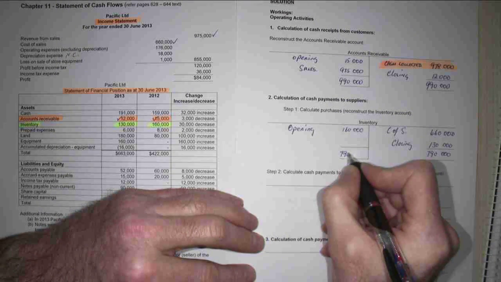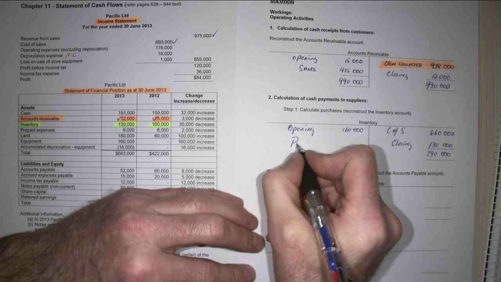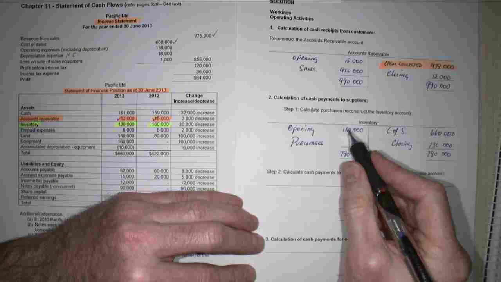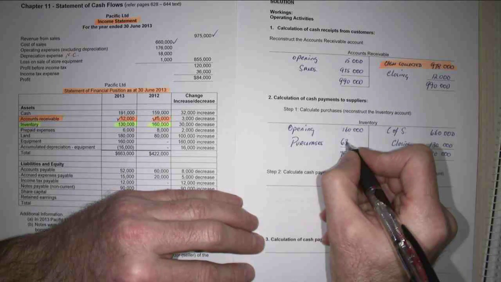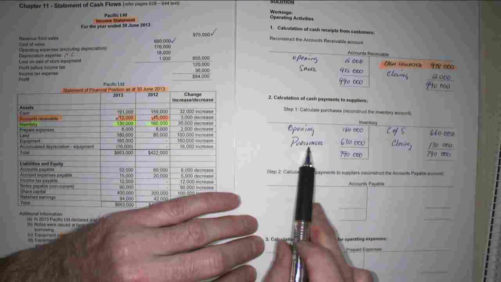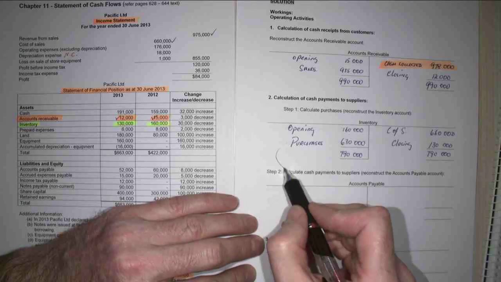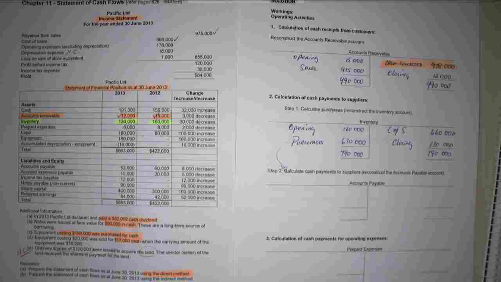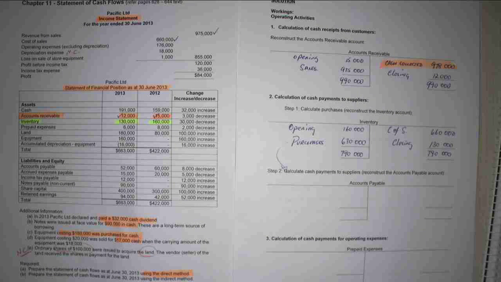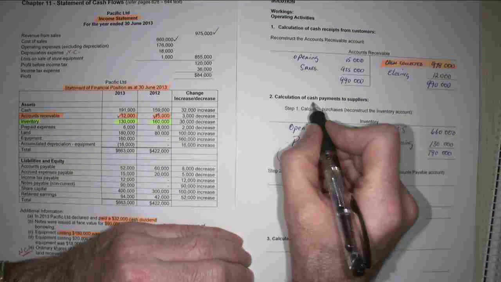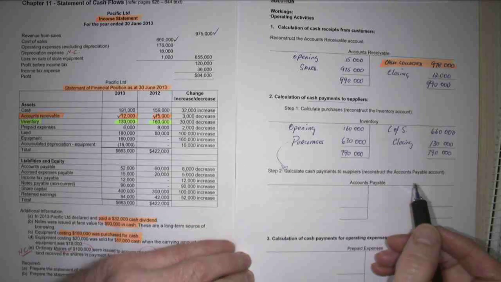If I've got 790 here, I can then work out what my purchases were. And my purchases must have been 630. Now, there's no cash movement there. What I'm doing is calculating this purchases figure so I can use it in my accounts payable, in my next transaction. Okay, so now I'm going to try and reconstruct my accounts payable. All in the steps of the process to be able to work out what was my cash paid, because that's what I'm looking for, cash payments to my suppliers.